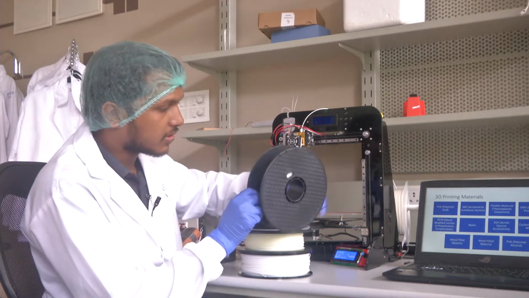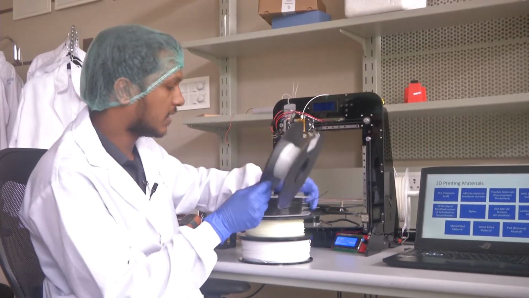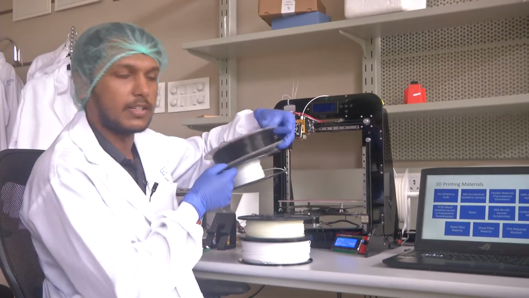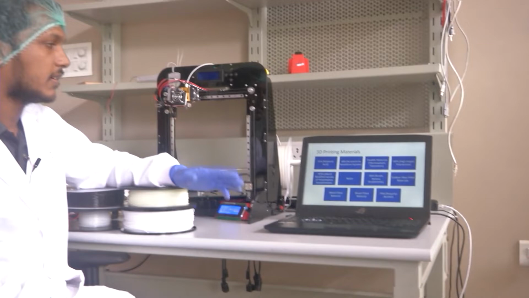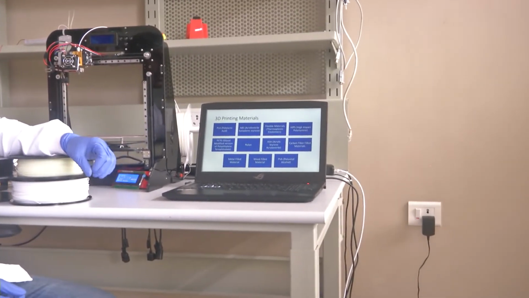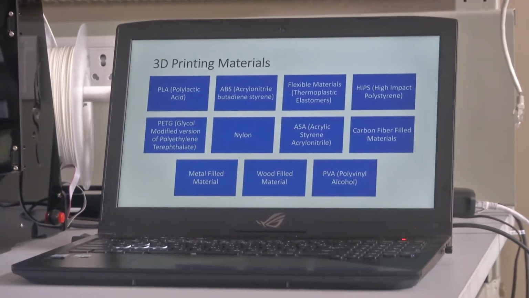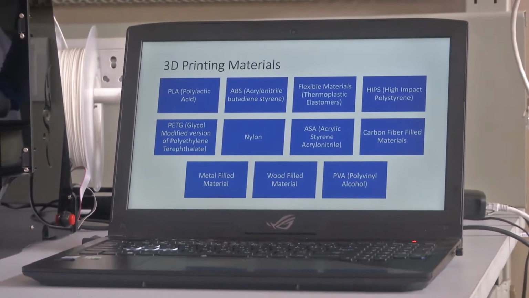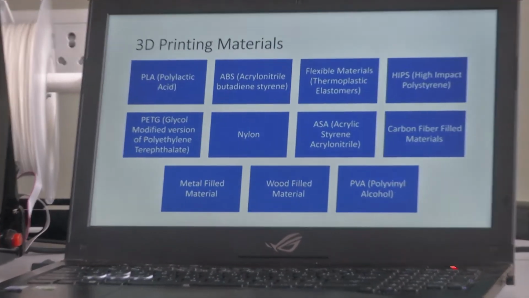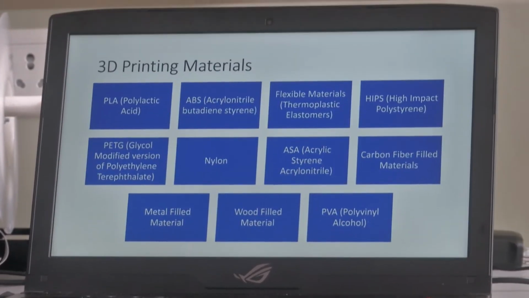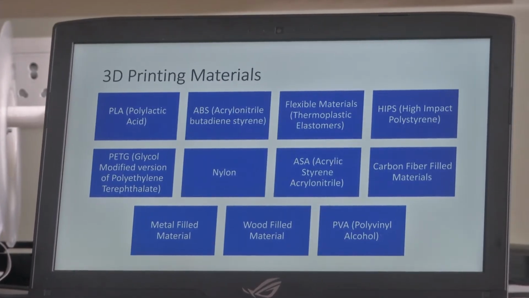The second one, you can see this white color PLA material, and this was a black color 3D printing material. So, next one is ABS, that is acrylonitrile butadiene styrene. That is also one of the widely used 3D printing materials, and ABS is stiffer than PLA material. So, for applications that require more stiffness and more strength, people use ABS 3D printing material.